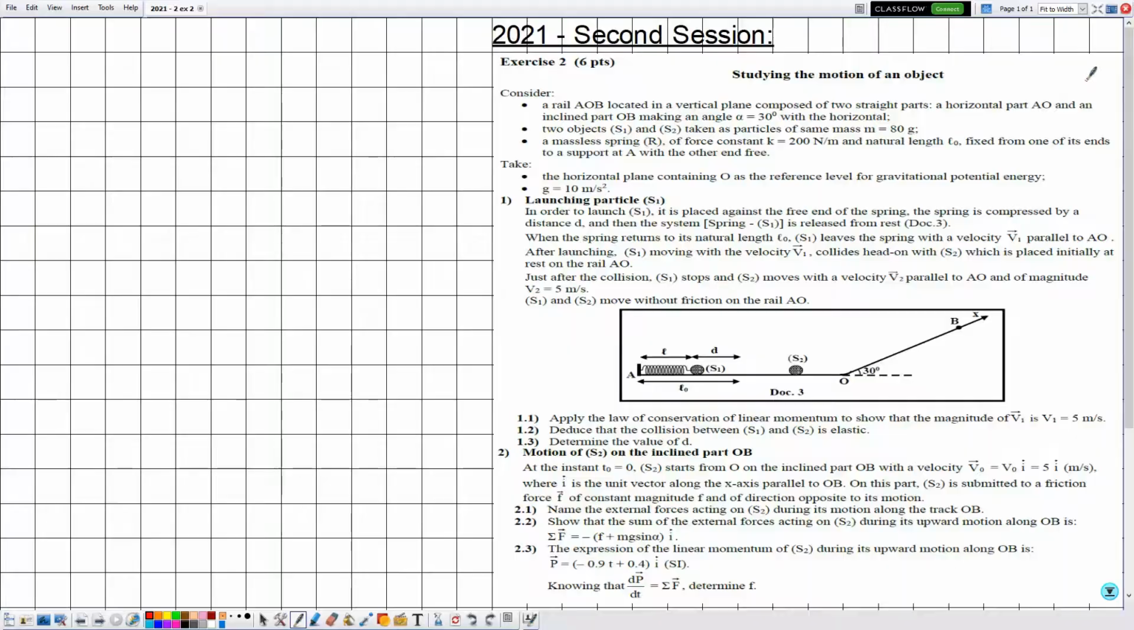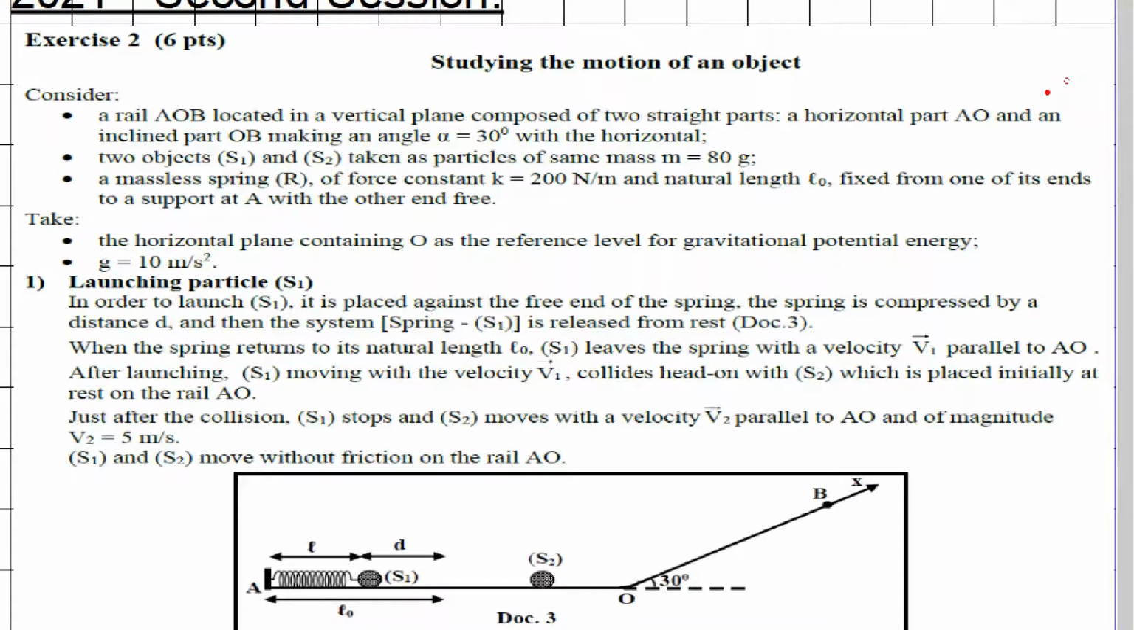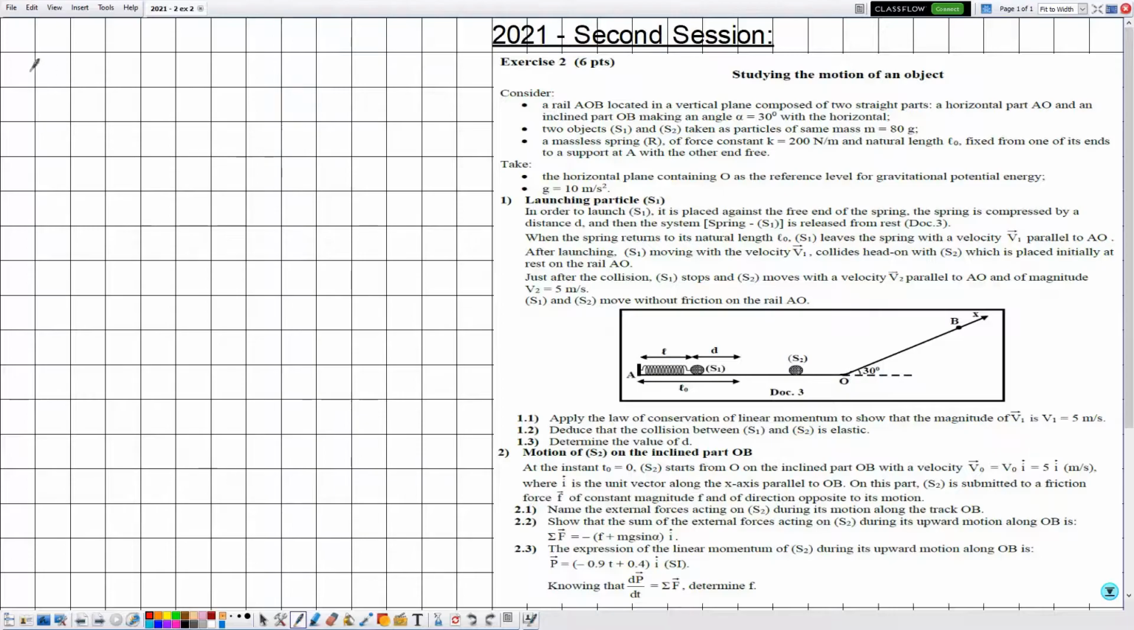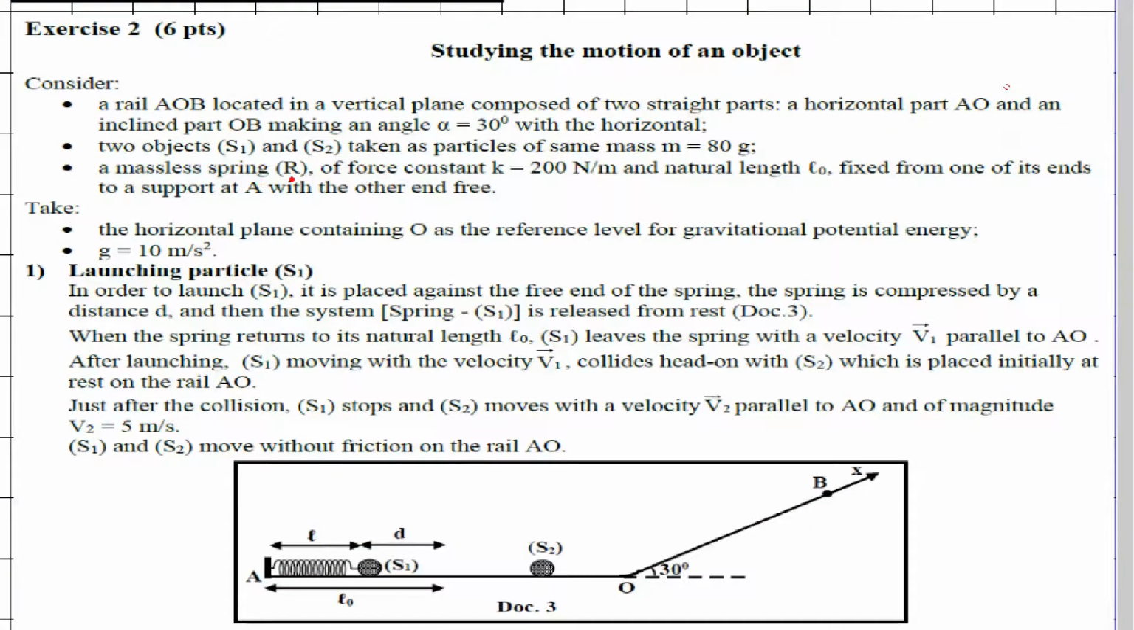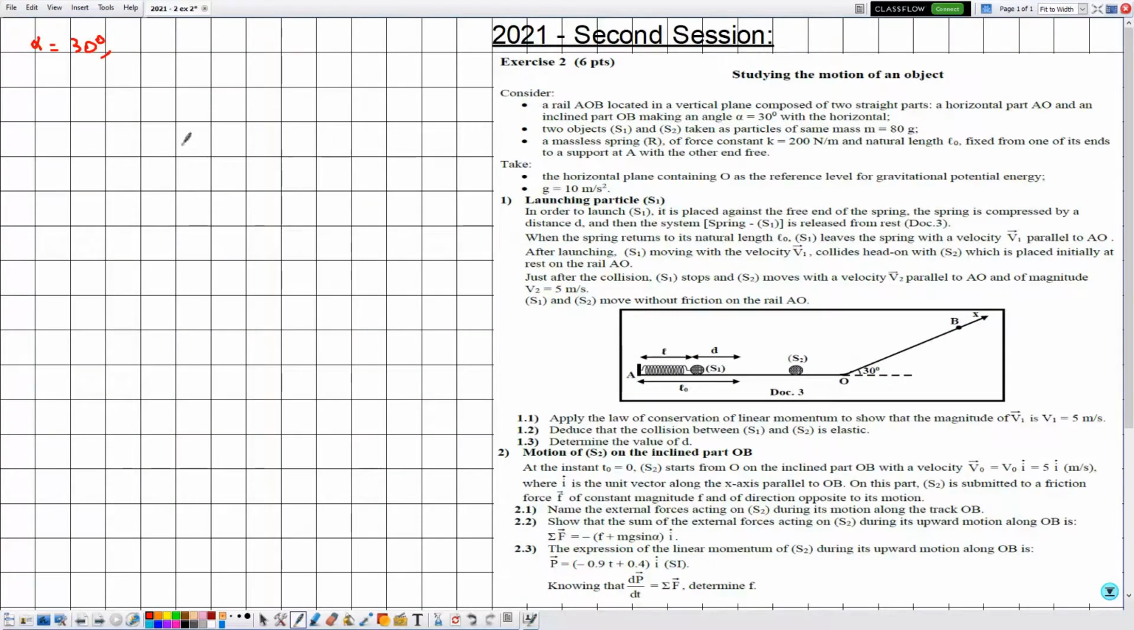Then let's start. Consider a rail AOB located in a vertical plane composed of two straight parts, a horizontal part AO and an inclined part OB, making an angle alpha equal to 30 degrees with the horizontal. So the value of alpha is given by 30 degrees. And we have the two objects S1 and S2 taken as particles of the same mass m equal to 80 grams, knowing that the SI unit of mass is 0.08 kilograms.